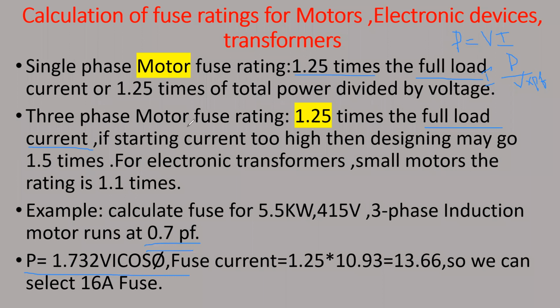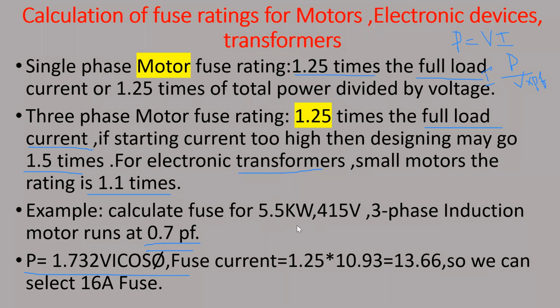And when you go for machines with very high starting current, like three-phase squirrel cage induction motors, all having high starting current, in these cases you can use 1.5 times. Instead of 1.25, you can go for 1.5 times the full load current for the fuse rating. For electronic transformers and smaller three-phase motors, you can go for 1.1 times. This is an example I have shown with the calculation. A numerical value is given: calculate the fuse for 5.5 kilowatts.